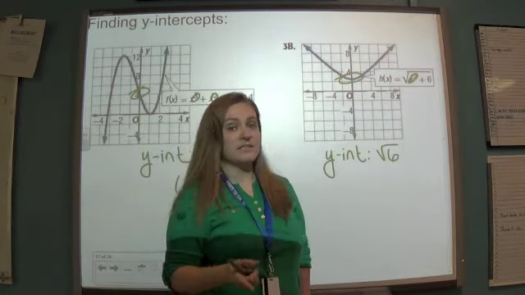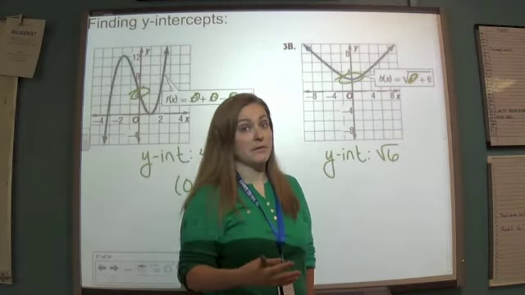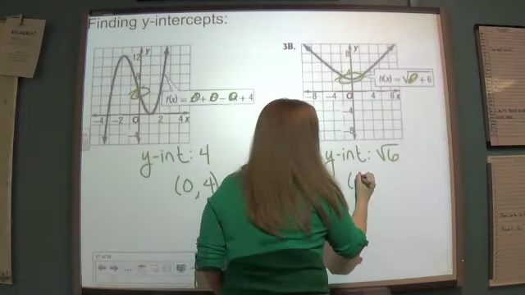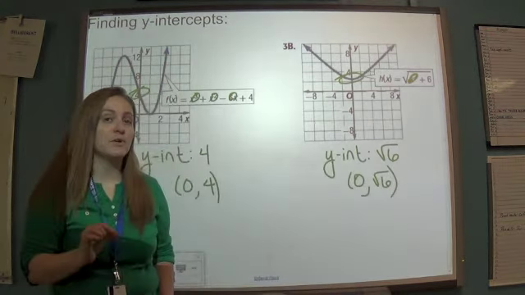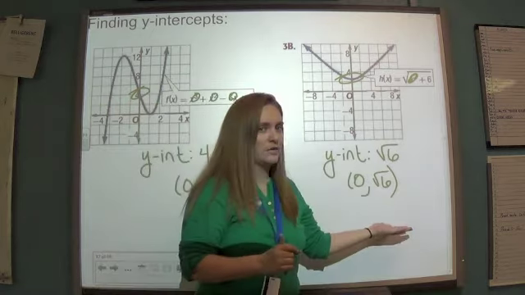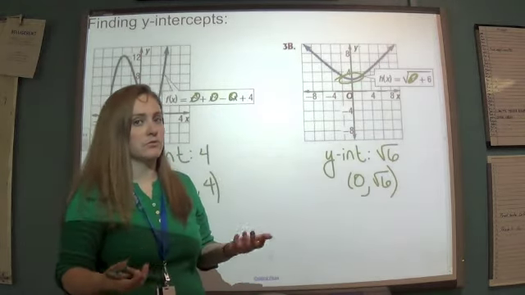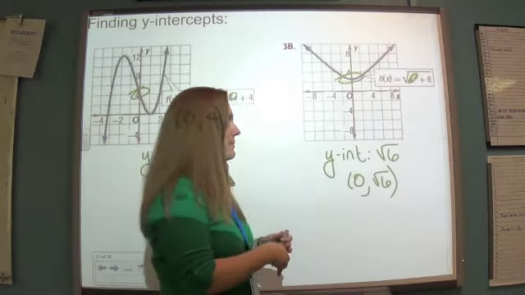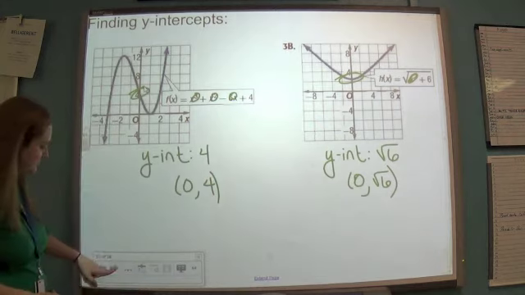Now, square root of 6 is more of an exact solution. 2 point something is just an estimation. So please know the difference. So the answer would be 0 and square root of 6. So if it asks for exact, square root of 6. If it asks for estimation, 2 point something, 2.2, 2.215, I mean, just estimate it. All right, so that's y-intercept. So hopefully that makes sense.